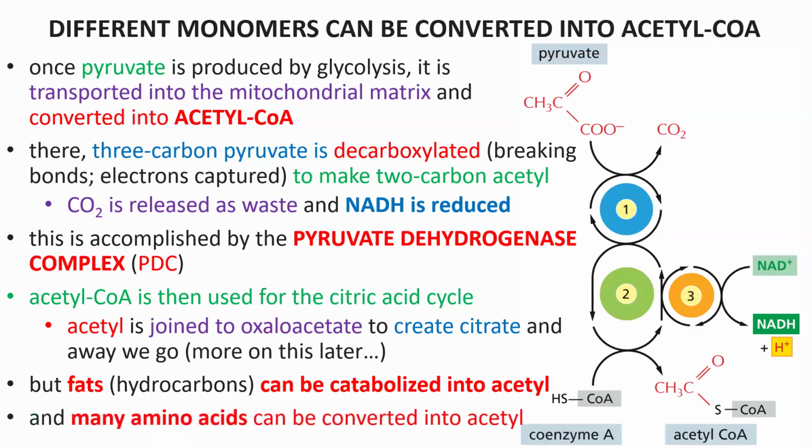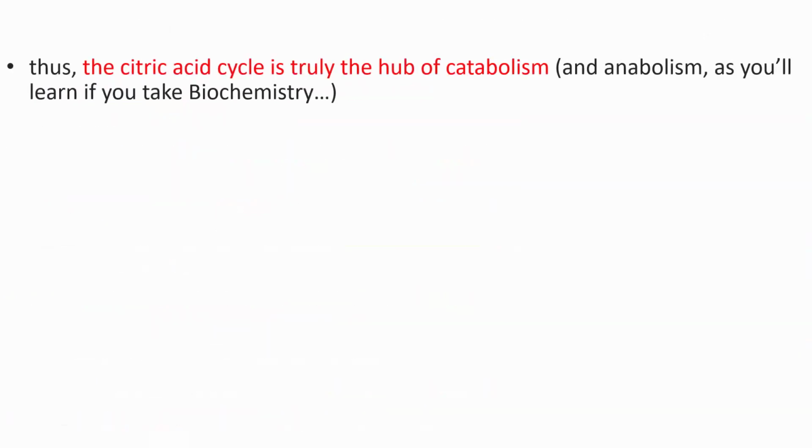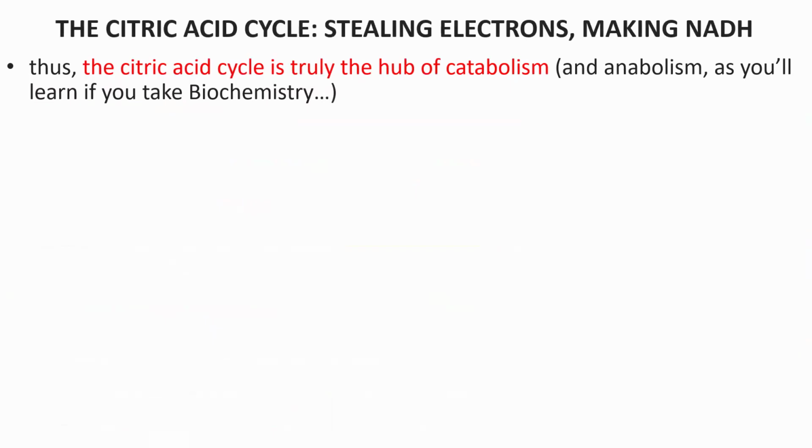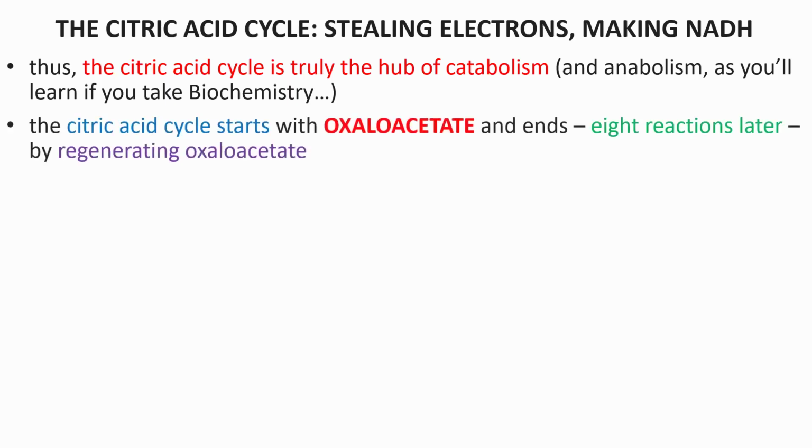And again, many amino acids can also be broken down and turned into either pyruvate or acetyl-CoA. And so this makes the citric acid cycle the hub of breakdown, of catabolism. It's also the hub of anabolism, which we'll talk about in just a little while near the end of this lecture, and you'll go into an enormous amount of detail on anabolism if you take biochemistry. But for our purposes, we're going to talk about the citric acid cycle catabolically, meaning we're breaking bonds, stealing electrons, and reducing NADH. Again, the citric acid cycle starts with oxaloacetate. It's 8 reactions in length, and it ends with oxaloacetate.